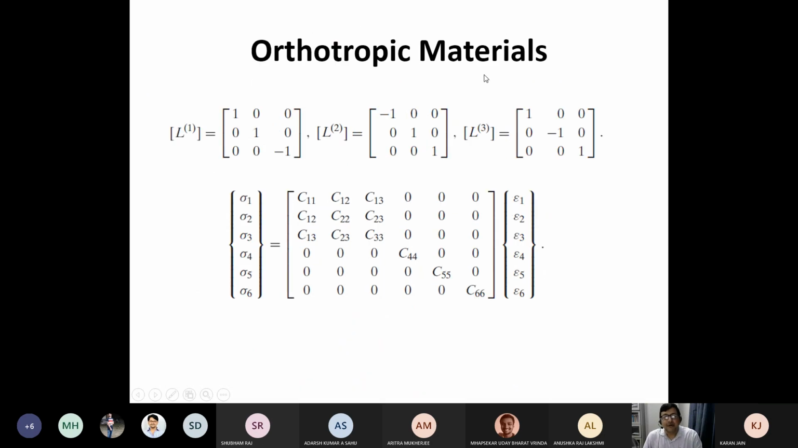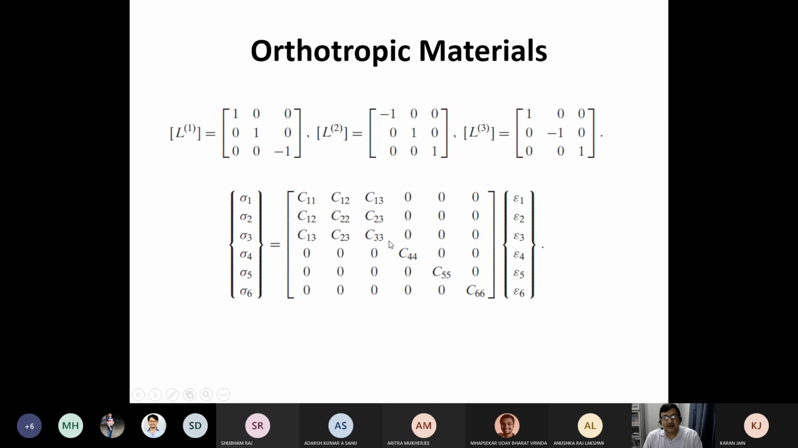Similarly, if you put an orthotropic material argument, you just have to have, say, 1, 1, minus 1, minus 1, 1, 1, 1, minus 1, 1. If you do that, then what happens? You will see that this becomes 9 plus 3, 12, right?